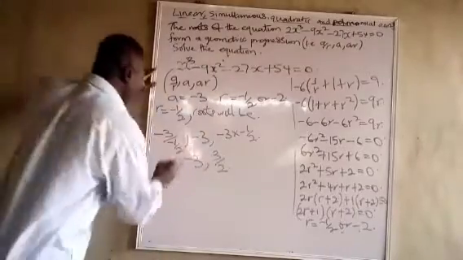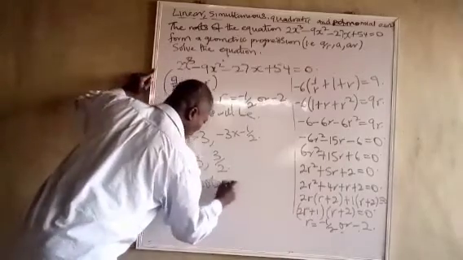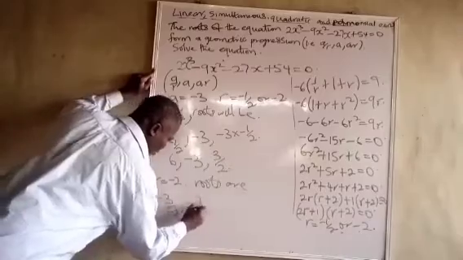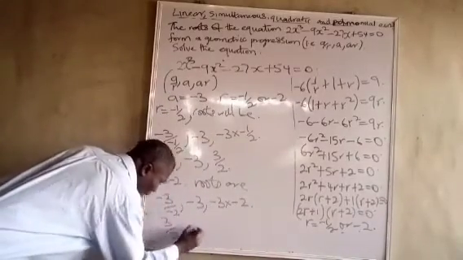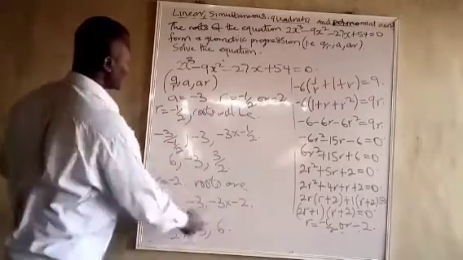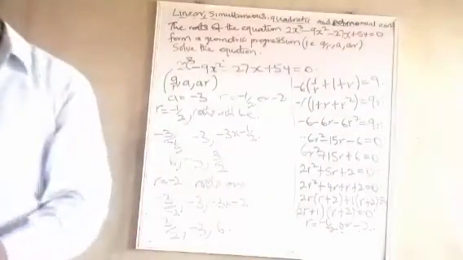And another one is when r equals minus 2, the roots are minus 3 over minus 2, minus 3, and minus 3 times minus 2. So you can see we have 3 over 2, minus 3, and 6. So you can see the order is just changed. They are the same thing. 6, minus 3, 3 over 2. 3 over 2, minus 3, and 6. So that's the solution for that one.